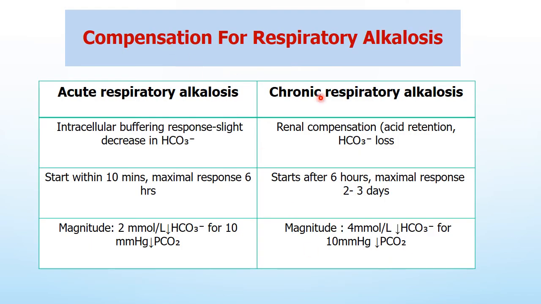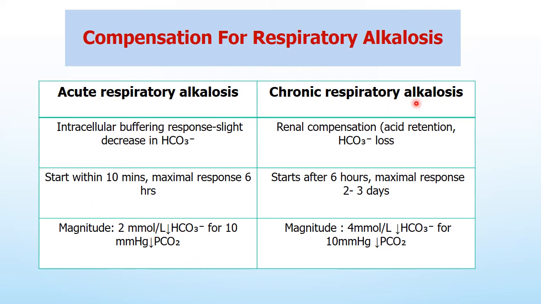For the compensation of respiratory alkalosis, in acute respiratory alkalosis, the compensation is mainly by the intracellular buffering, and there is slight decrease in bicarbonate ion. This starts within 10 minutes and maximum response is observed in 6 hours. For every 10 mm Hg decrease in PCO2, the bicarbonate decreases by 2 millimole per liter.